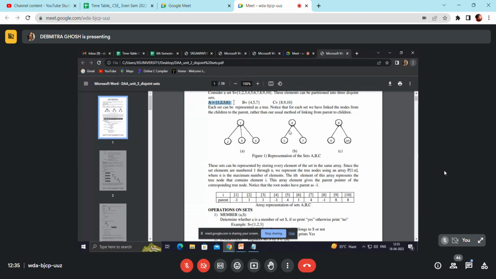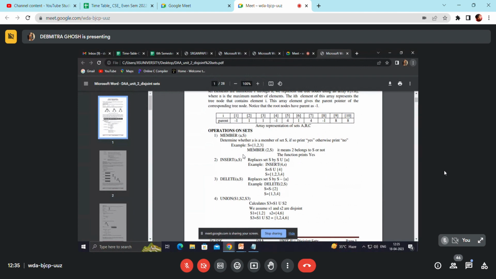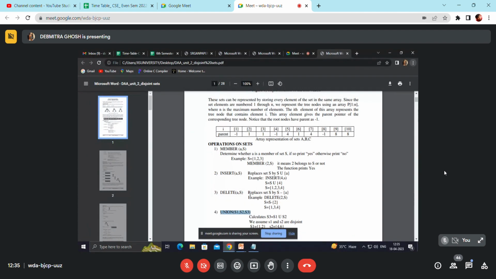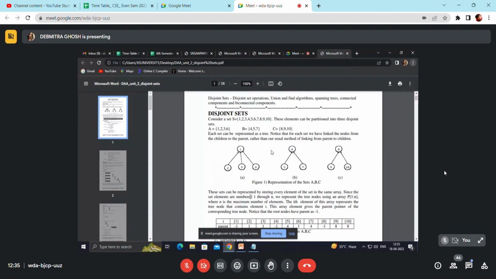Next, tree B has root node 4 and child nodes 5 and 7. So the next set we get, set B, is 4, 5, 7. Then the third set is C. In C we get root node 8 and child nodes 9 and 10. That is the last one. C equals 8, 9, 10. Now what I am asking you to do is write these operations. First is union of S1, S2, S3. Without seeing the answer, try to find the union of these three sets. What will be the answer?